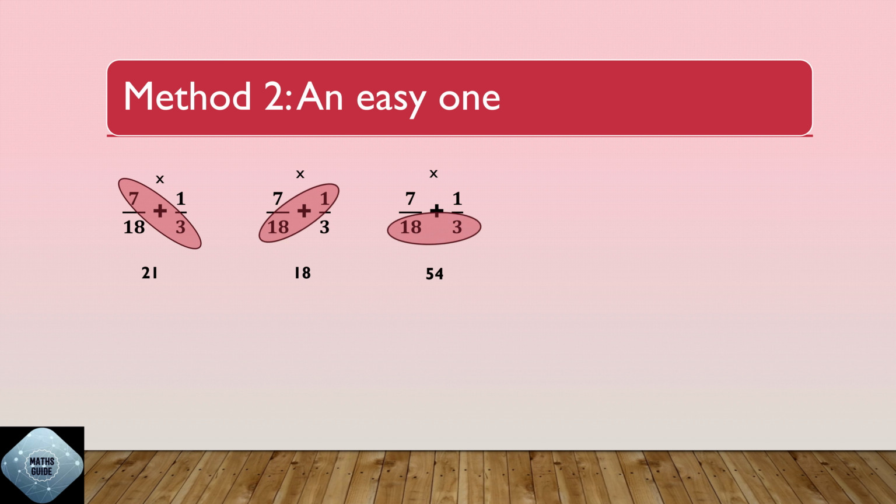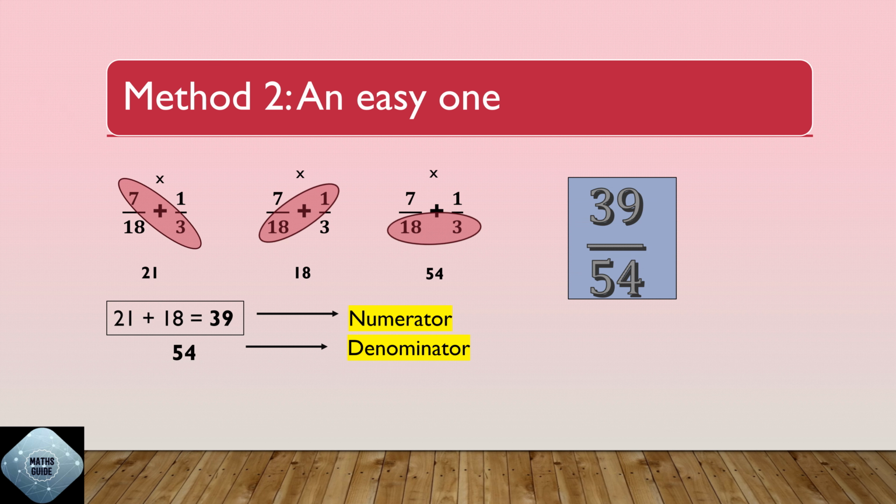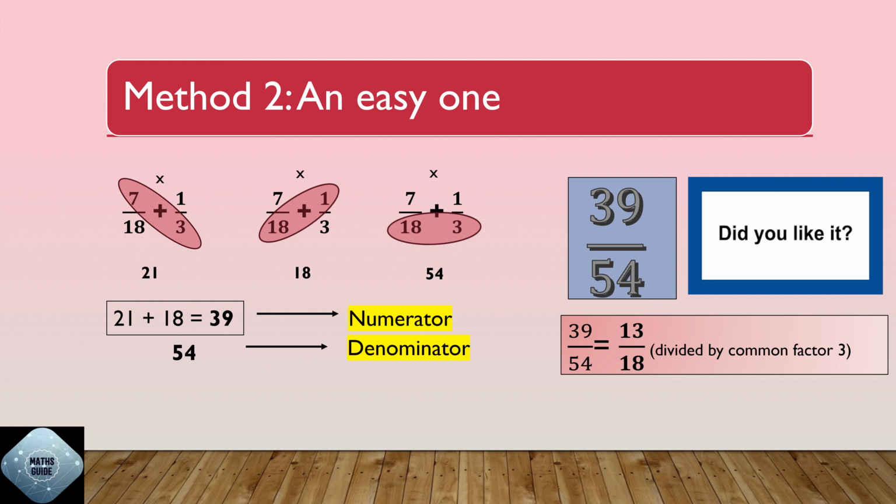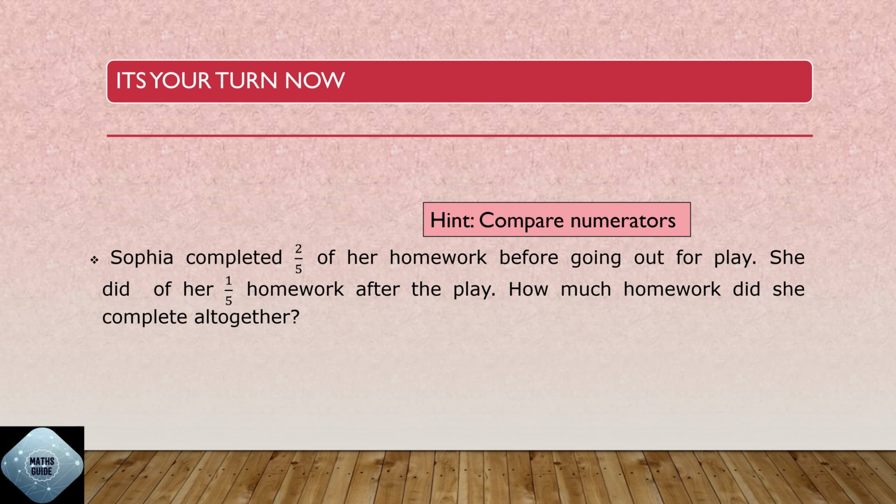Now add the answers of the first two steps, 21 and 18. We get 39. It will be our numerator. And the answer of the third step, 54, will become the denominator. So our final answer will be 39/54. As you can see, it's a proper fraction but not in its simplified form. As 3 is the common factor, divide both numerator and denominator by 3 to get 13/18, and this is our final answer.